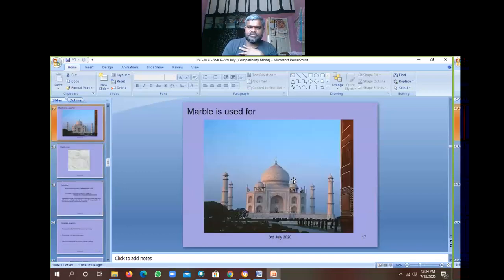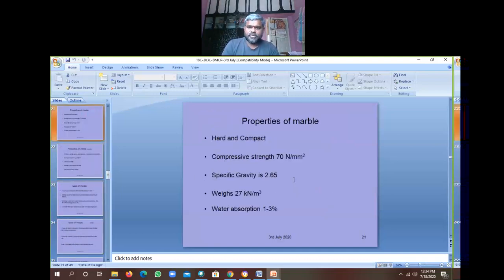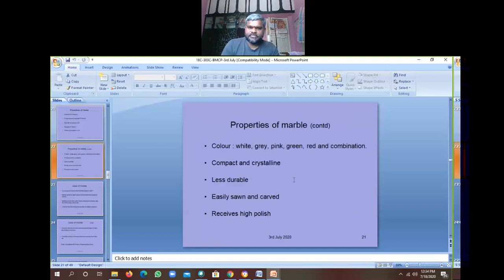The next one is marble. This is a marble structure, marble stone. Marble is a common metamorphic rock, and its properties are just less than granite. The compressive strength of granite may be up to 110 MPa, while here only 70 MPa it is there. Water absorption is less compared to granite.